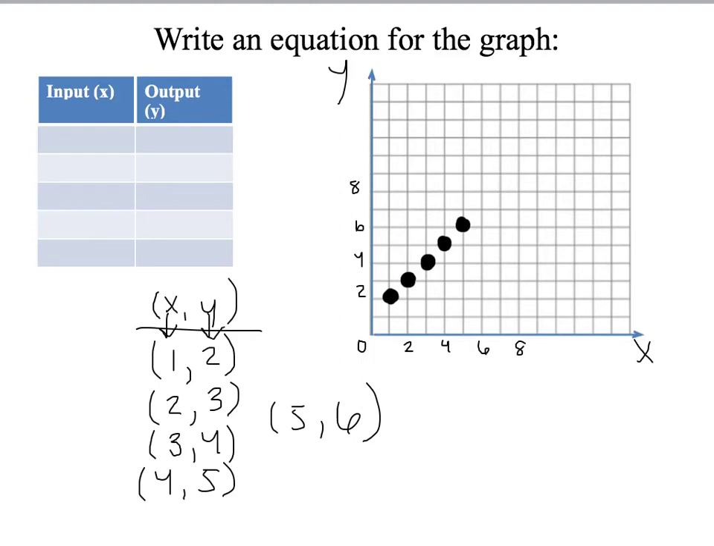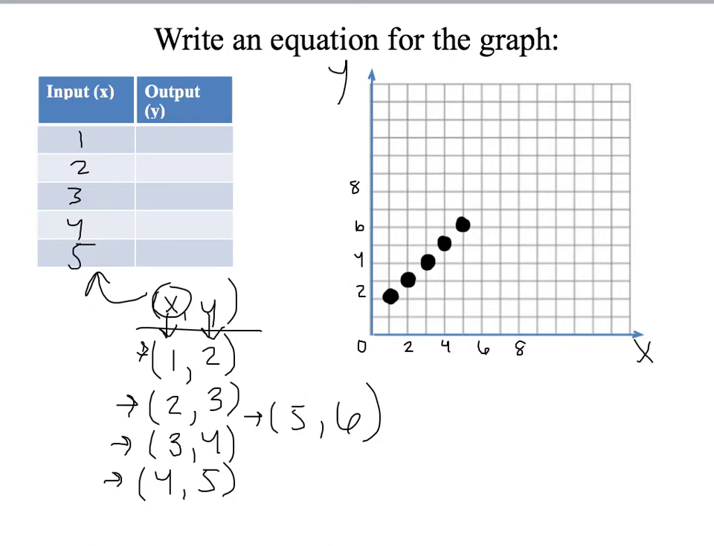So our domain, or our inputs, are the x's, so we can go ahead and substitute those into the input box. So we have 1, 2, 3, 4, and 5. Those are our domain: 1, 2, 3, 4, and 5.